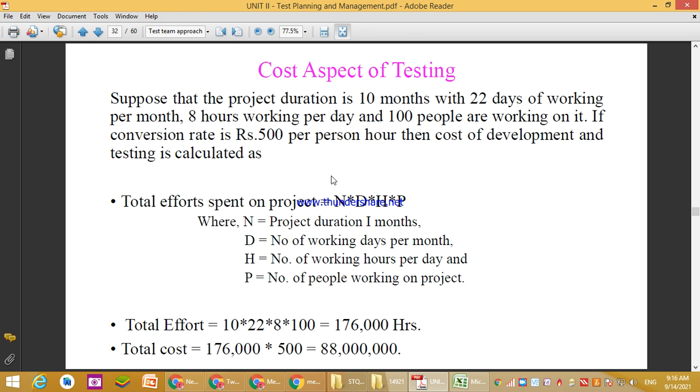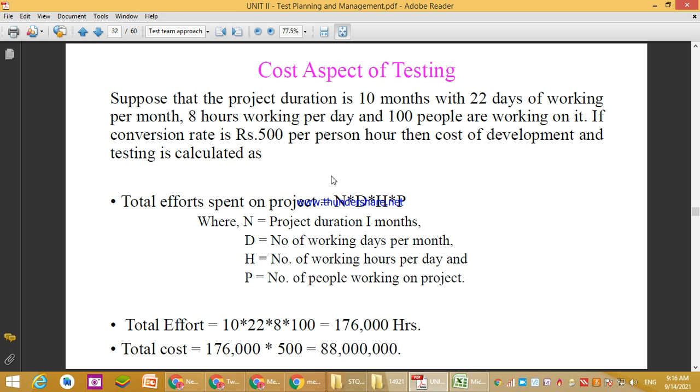Suppose that the project duration is 10 months, with 22 working days per month, 8 hours working per day, and 100 people working on it. If the conversion rate is 500 rupees per person hour, then the cost of development and testing is calculated. Too many variables are included in testing, right?